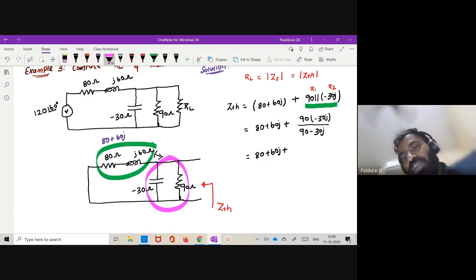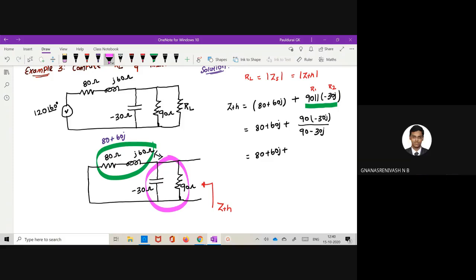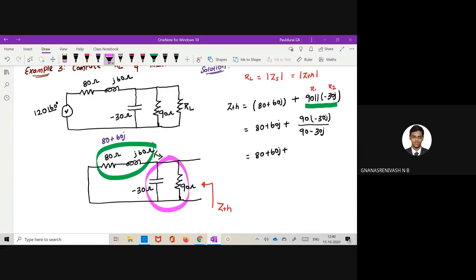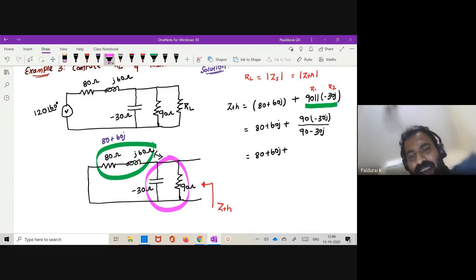And here we are doing actually one mistake. Anyone know what is that mistake? Parallel. Then who has told it is series? This is also actually parallel, right? Here also it is parallel.